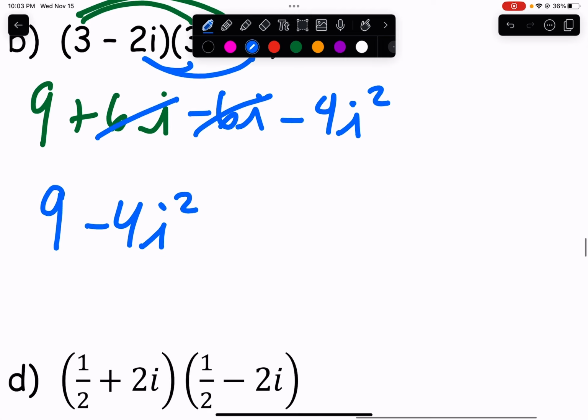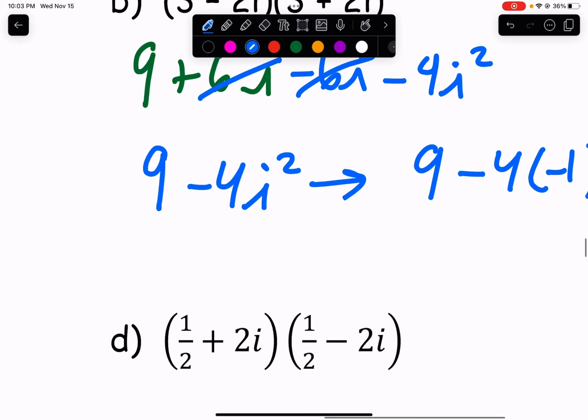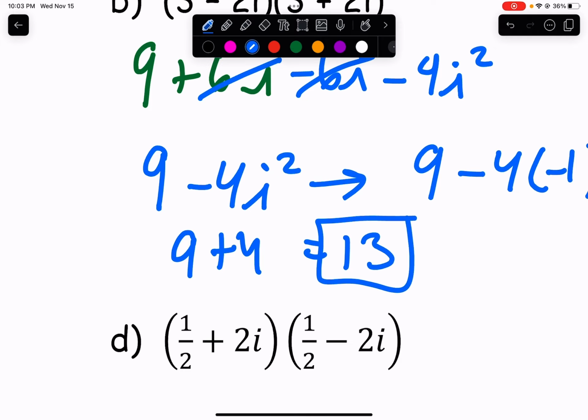And then we know that we can replace the i squared with a negative 1. So we end up with negative 4 times negative 1, which gives us a plus 4. So we have 9 plus 4, which gives us 13 as our answer.